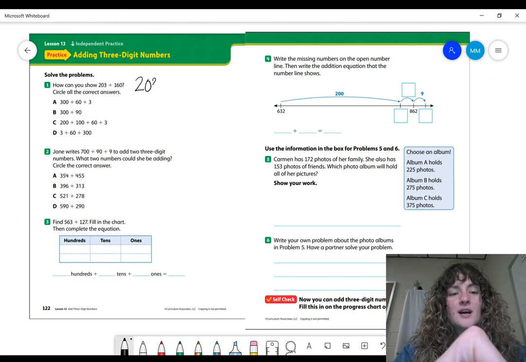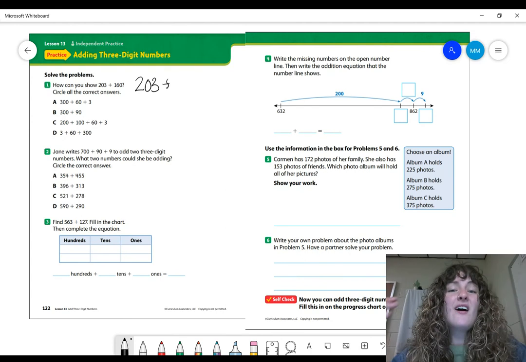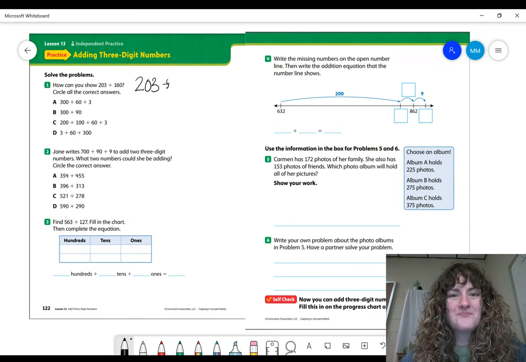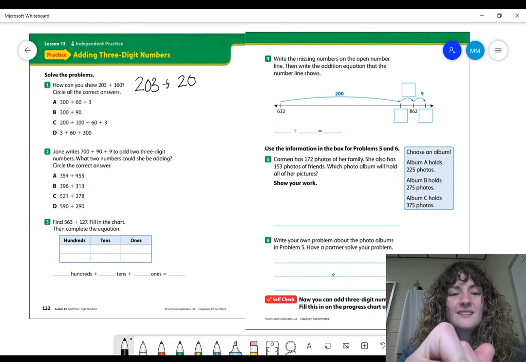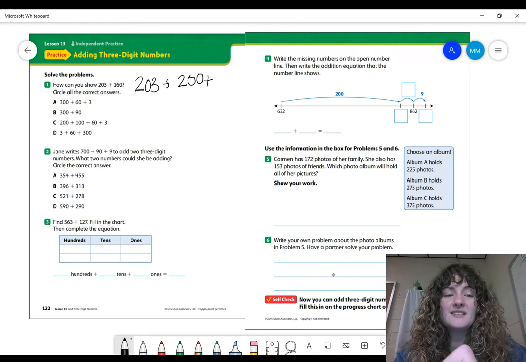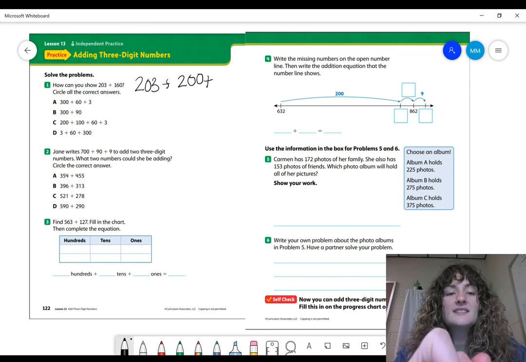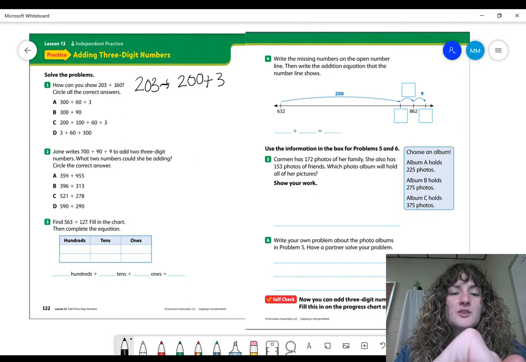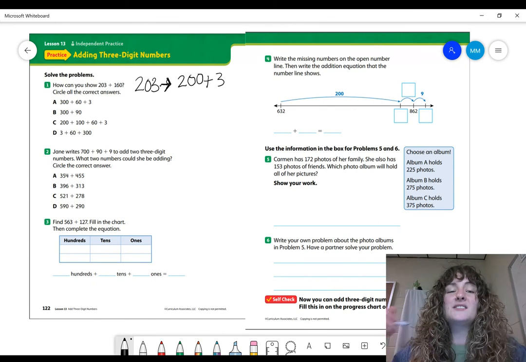So 203, the first digit is in the hundreds place. So 200s is the same as what number? 200 plus, now we go to our tens place. Do I have any tens? No, so I'm not going to write anything for the tens place. And our ones, how many ones do we have? We have 3 ones. So 203 is 200 plus 3 ones.